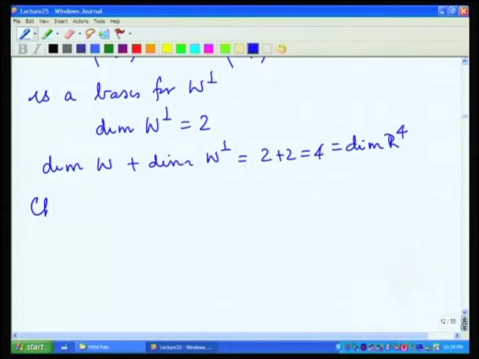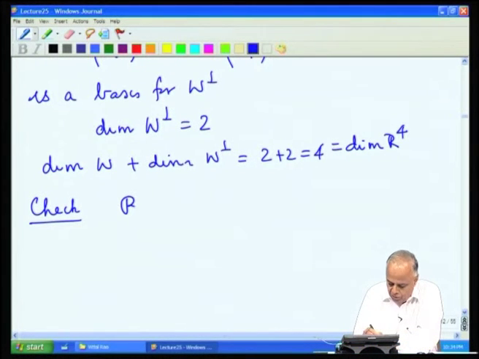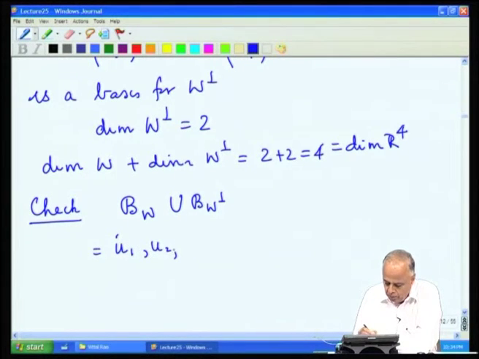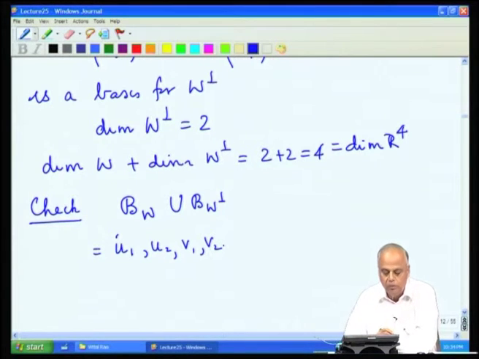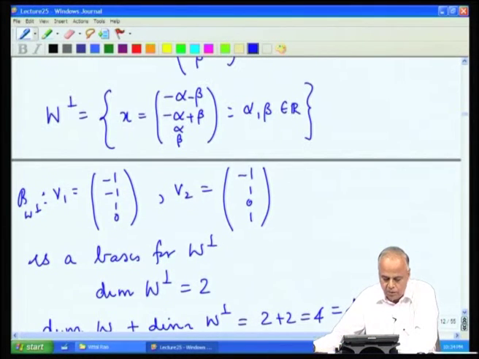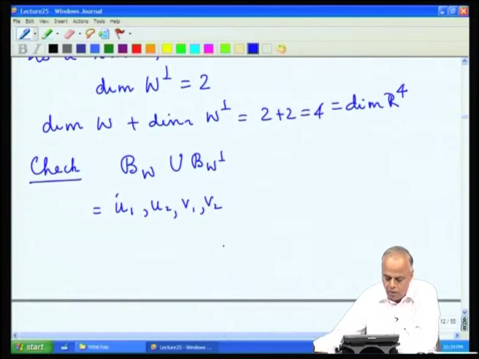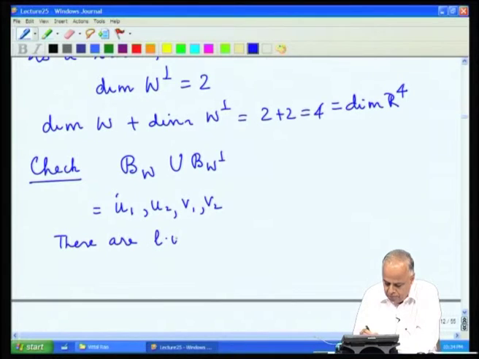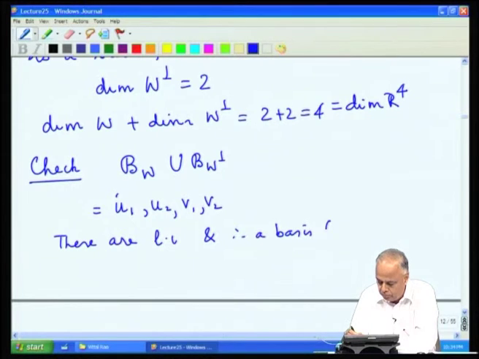Again, it is easy to check. If you put the basis of W union the basis of W perp, we get these vectors u1, u2, v1, v2, as we observed before. Check that these are linearly independent, and these are 4 vectors which are linearly independent in R4, and therefore a basis for R4.